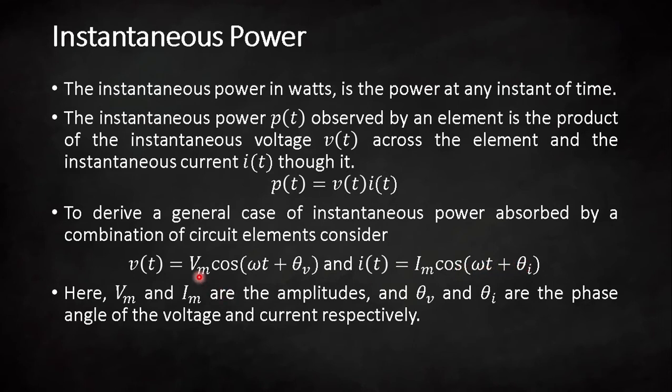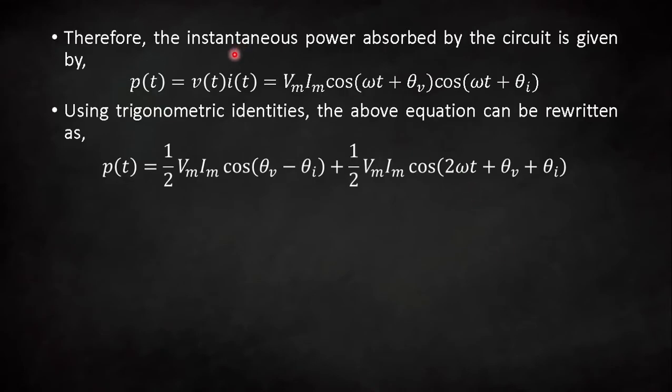Here Vm and Im are the amplitudes of voltage and current respectively, and theta V and theta I are the phase angles of voltage and current respectively. To find the power, we put the values of v of t and i of t into this equation and get Vm multiplied by Im cos(omega t plus theta V) multiplied by cos(omega t plus theta I). Now using simple trigonometric identities we can get this equation. Let me clarify this because I have skipped some steps.